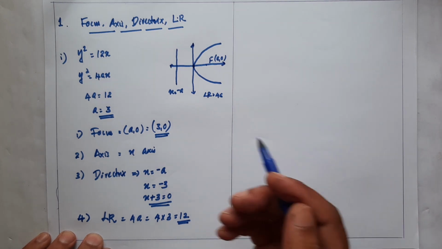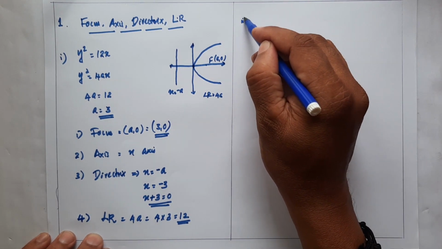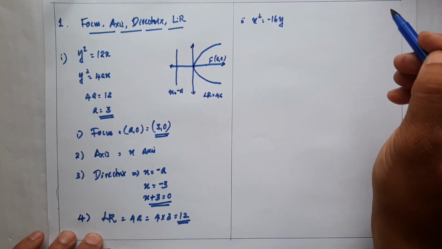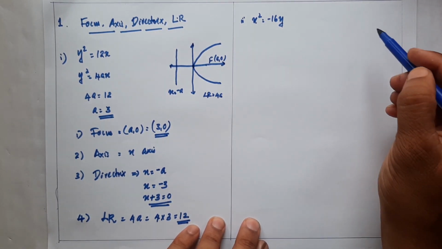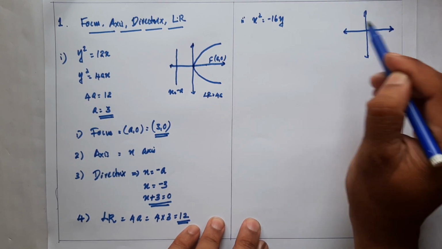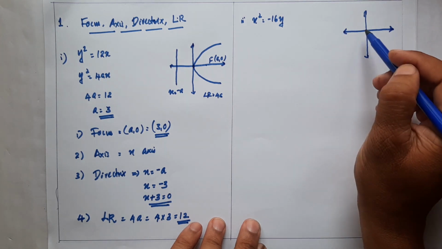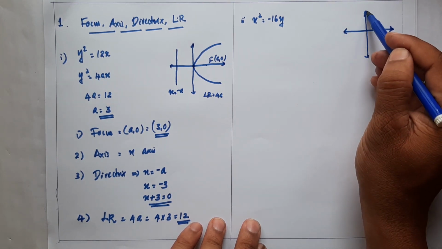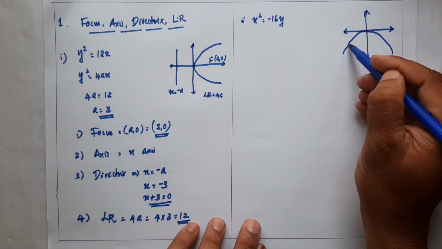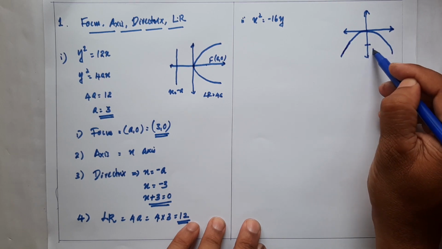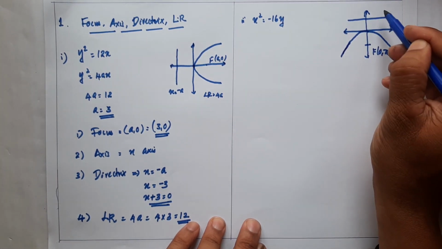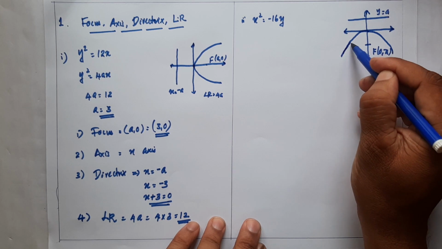x squared equals minus 16y. First of all, we form a rough figure. Here the axis of symmetry is y. The y-axis is positive on the upper part and negative on the lower part. So our parabola takes this form. Here the focus is (0, minus a), vertex (0, 0). Our directrix is y equals plus a, and the latus rectum is 4a.